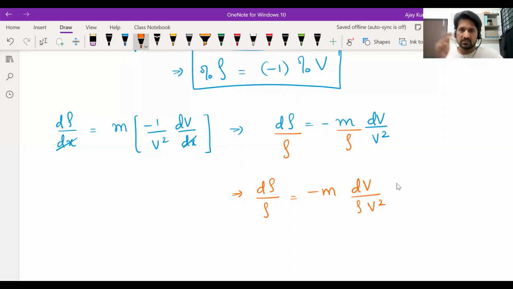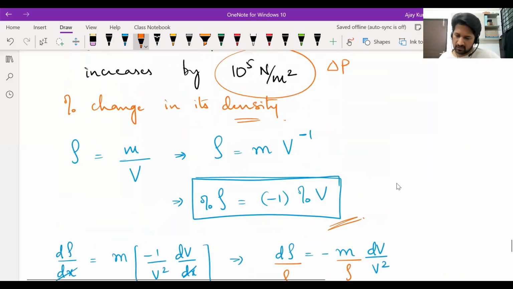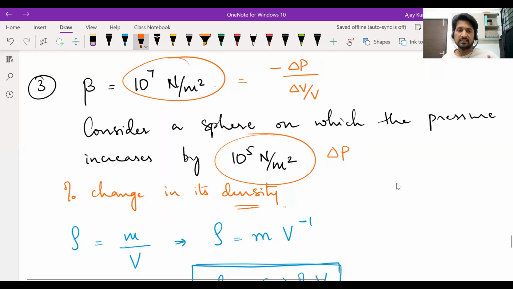Now we know density is mass by volume. We'll substitute that, so in place of density, you substitute mass divided by volume. Mass gets cancelled, one v gets cancelled. You'll get minus dv by v. Then multiply with 100 on both sides. Percentage change in density becomes negative of percentage change in volume. That is what I had written here. Now, you are asked to calculate the percentage change in density. So we'll first calculate percentage change in volume, put a minus sign before it, and you get the percentage change in density.